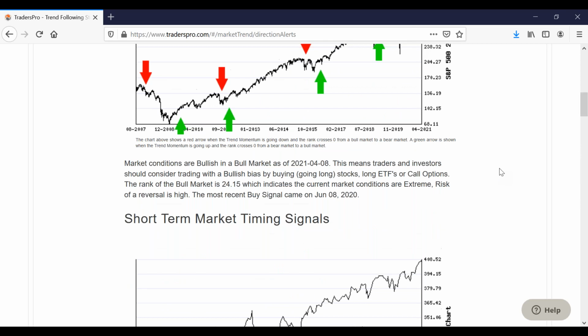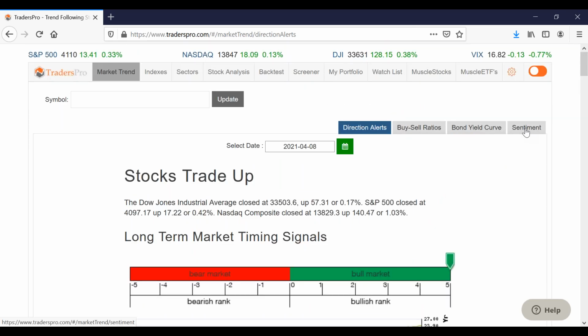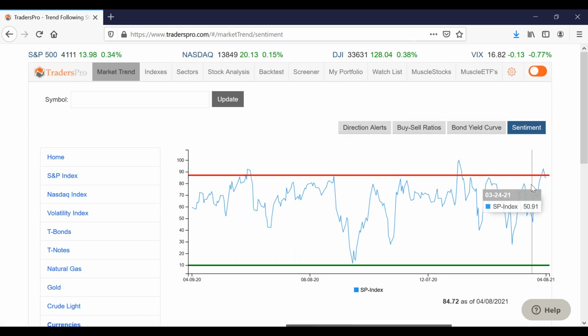But if we take a look at the sentiment reading here, it did get extreme, and it's kind of backed a little bit below that extreme level. Wouldn't take much to get back above there again. In fact, I would be surprised, with today's rally, if it doesn't push it back above there.